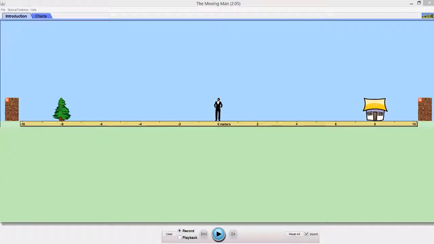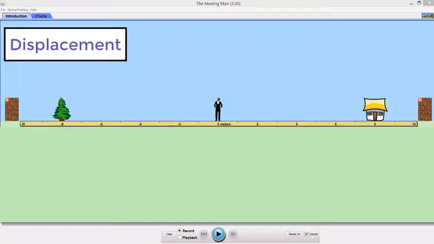Let's look at displacement first. When we investigate motion, it's very important to define clearly where the moving object is at any given time. So here's our man stood on a giant ruler, with positive values on the right, negative values on the left. We can use this scale to define the position of our man at any given time. At the moment, he stood on the 0 mark, so let's change that. Let's take 4 1-meter steps to the right.